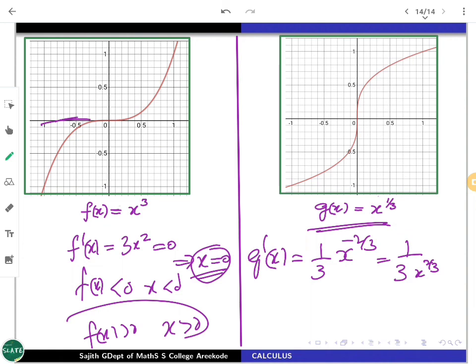But again, remember, g of x is less than 0 if x is less than 0, and g of x is greater than 0 if x is greater than 0. So g cannot have a relative extremum at 0 either. So look at the importance of all these aspects of extrema values. Thank you.